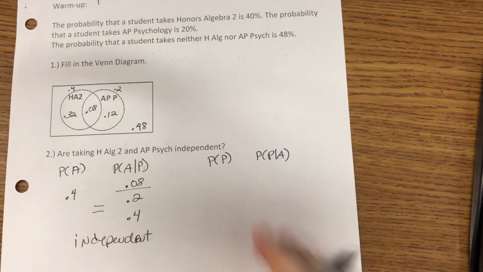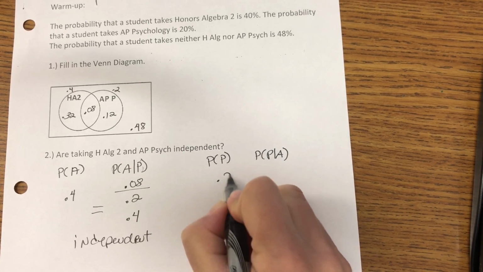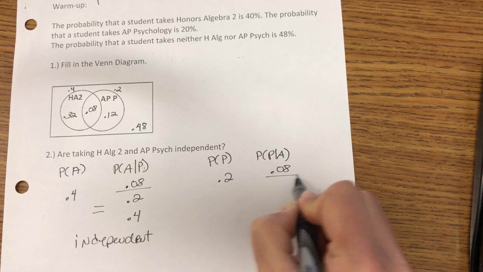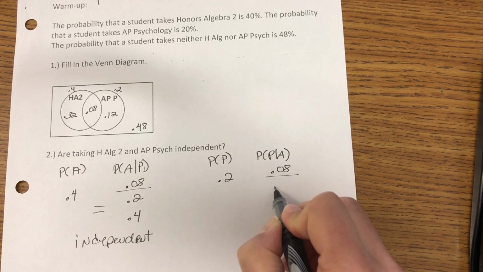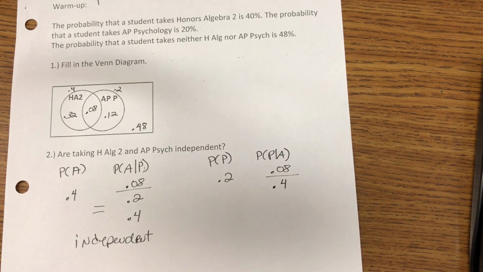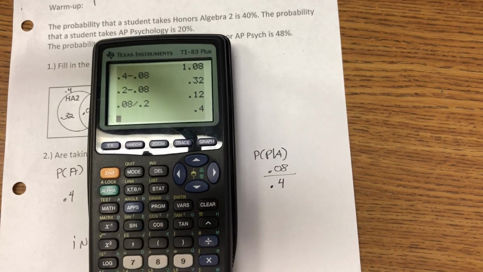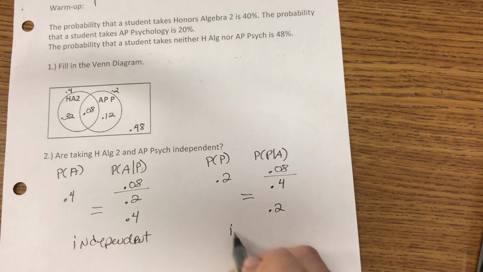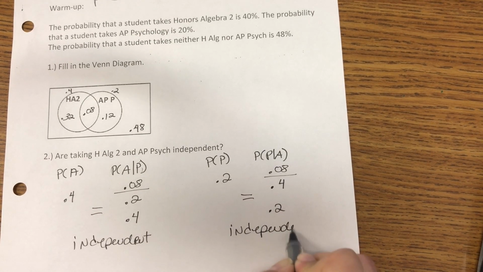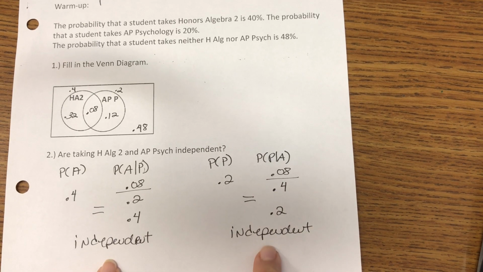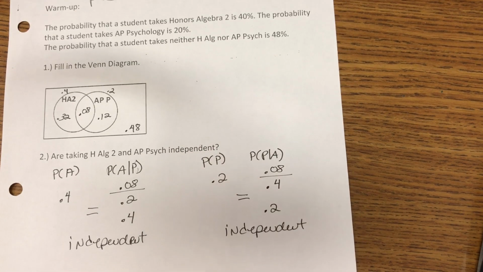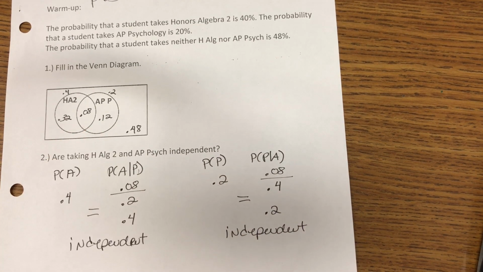That's cool. Let's see it the other way. The probability of Psych is 20%. Probability of Psych given Algebra 2 is their intersection over all Algebra 2. They're equal, still independent. If you do it both ways and they don't match, then something's definitely wrong. But one way or the other is okay on your test.